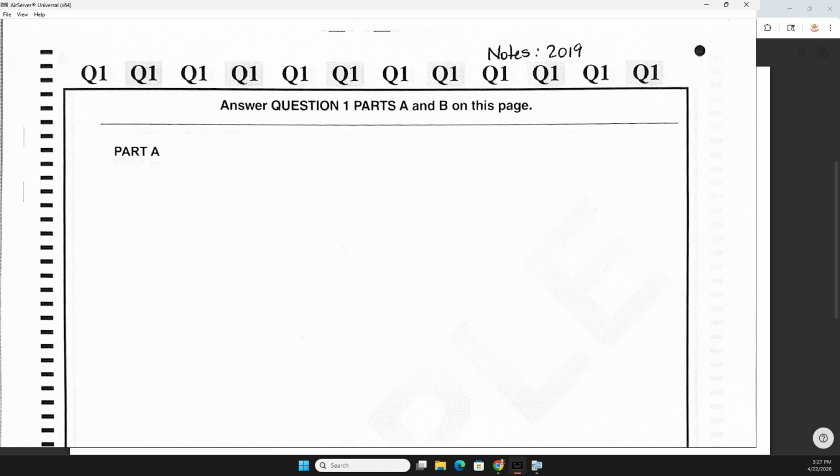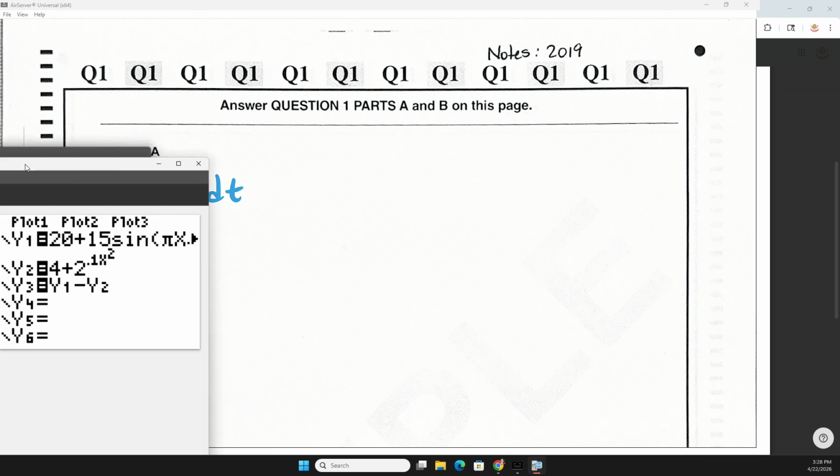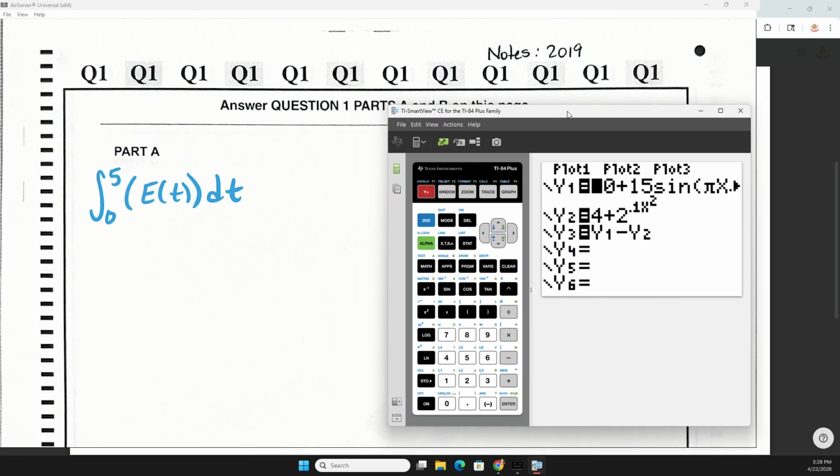Alright, and so we're accumulating fish for 5 hours. We're going to do an integral from 0 to 5. And then do not write out the equation for E of t. Just write it in symbol form. Just write E of t. It takes too long to write all that out. They know what E of t is. And then you do need to write that down so you're telling the people what you're finding.